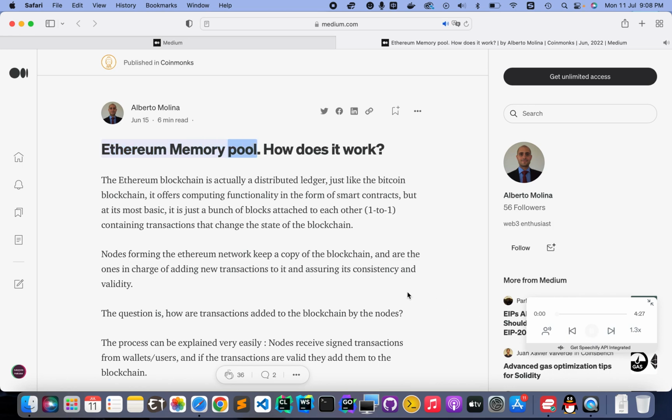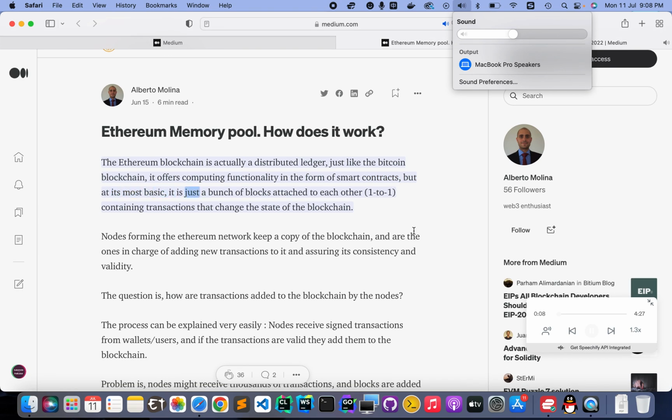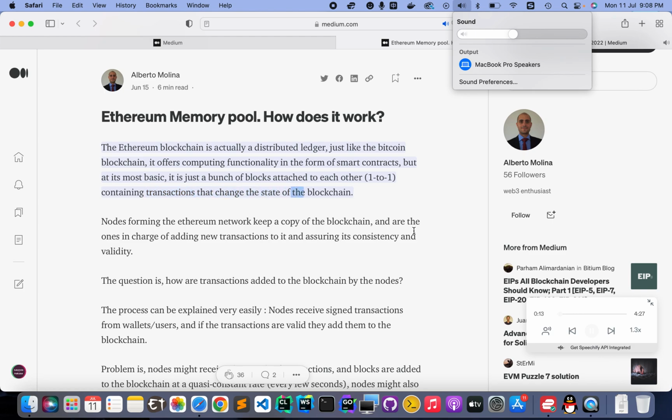Ethereum Memory Pool. How does it work? The Ethereum blockchain is actually a distributed ledger, just like the Bitcoin blockchain. It offers computing functionality in the form of smart contracts, but at its most basic, it is just a bunch of blocks attached to each other, one-to-one, containing transactions that change the state of the blockchain.